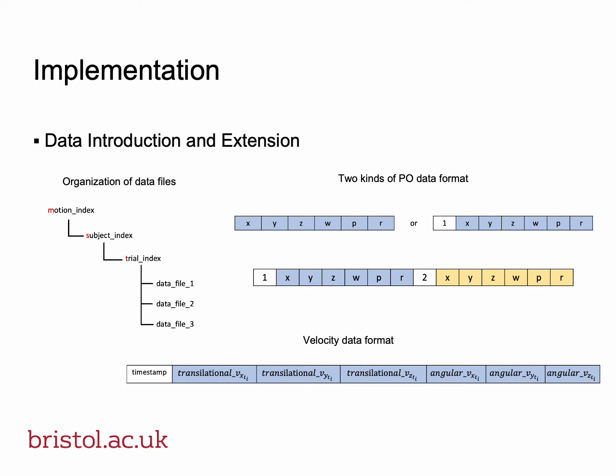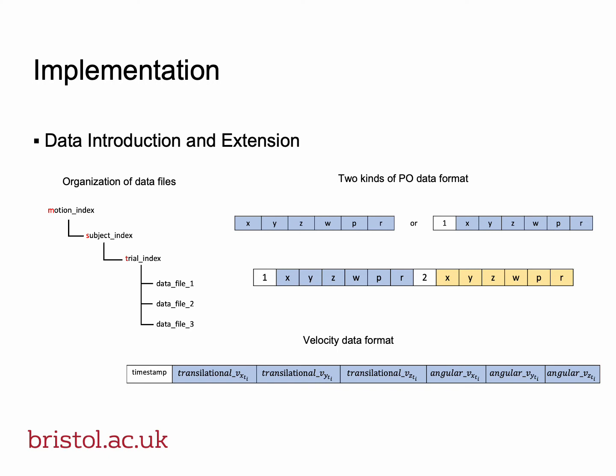In the implementation part, the first is data introduction. Our dataset includes 30 kinds of motions that humans perform frequently in everyday life, and each motion included several subjects and trials. The dataset uses the motion capture system to collect 3D PO data, including position and orientation information. The Mini-40 FT sensor was also used to collect FT data, including force and torque information. And there are two formats of the PO and FT data, for only one sensor and two sensors.